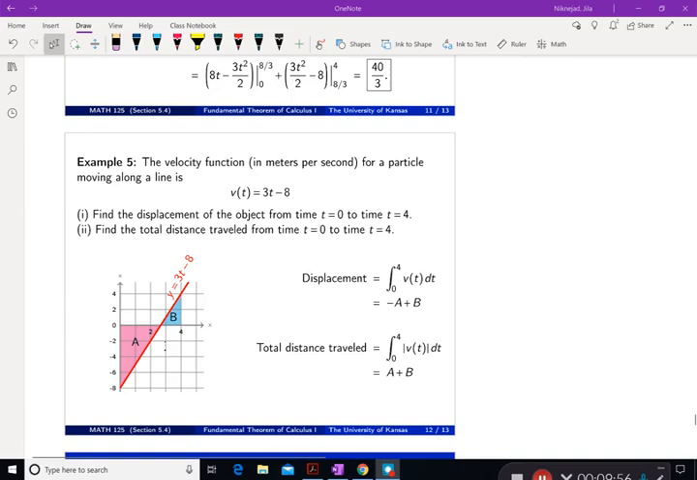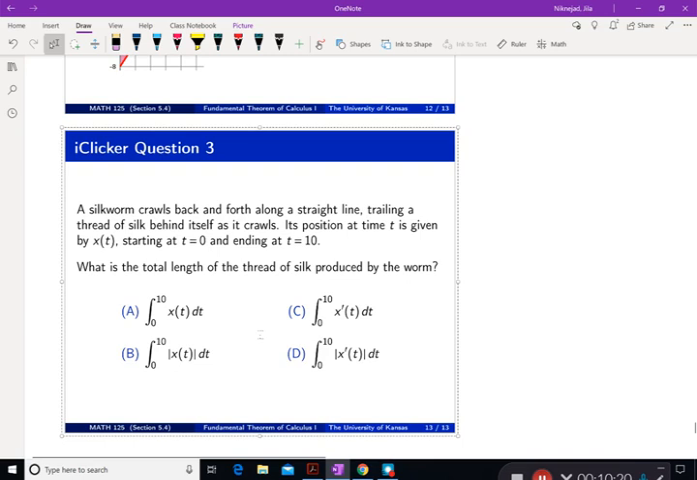Again, that picture that I drew over there, this is y equal to 3t minus 8. When you're finding the displacement, it's negative the area under plus the area above. When you're finding the total distance traveled, you're adding the two of them together. And so those are two different explanations that you saw. Now let's do the i-clicker question.